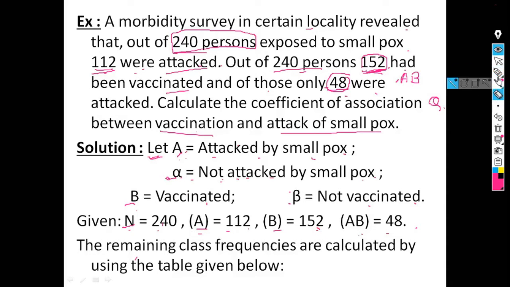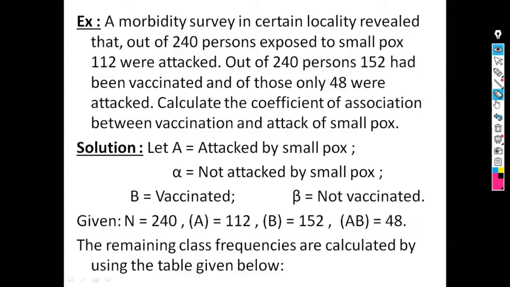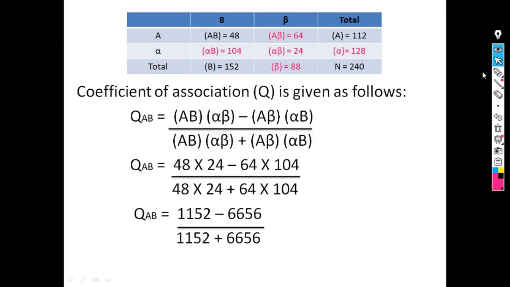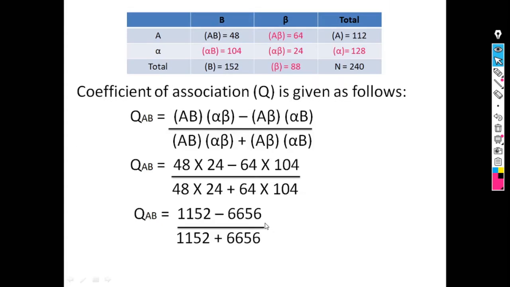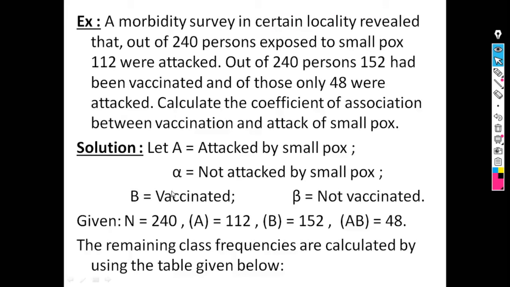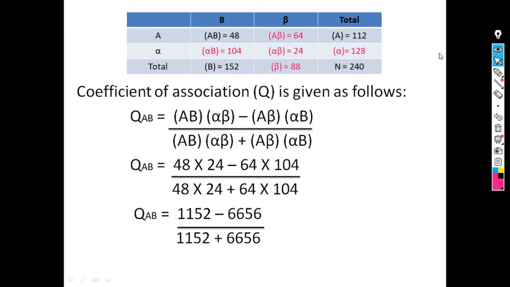As we know, the formula of Yule's coefficient of association is Q of AB is equal to AB into alpha beta minus A beta into alpha B, divided by AB into alpha beta plus A beta into alpha B. Means here some frequencies are given. So for this calculation of Yule's coefficient of association, we have to calculate the remaining frequencies, and these remaining frequencies are calculated by using this table.